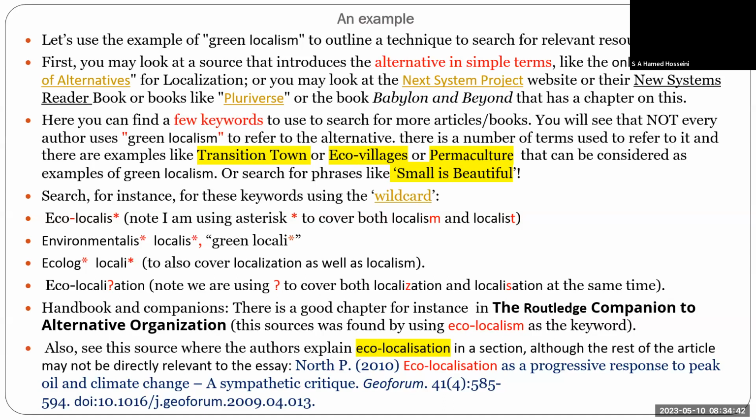Again, when we searched for eco-localization, we came across this one, which, if you look at the title, is about peak oil and climate change. And you think, what is this going to have to do with eco-localism or eco-localization? Well, it's in the title, but because the main subject is peak oil, it has a very interesting short section where the author defines eco-localization. And that should be enough. If you don't want to cover peak oil, don't bring the peak oil issue into your essay, because your essay is not about peak oil. It's about eco-localization, but that little section would be good enough to be used in your essay.